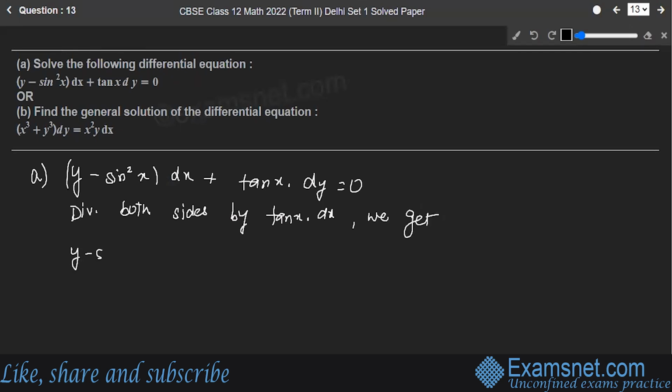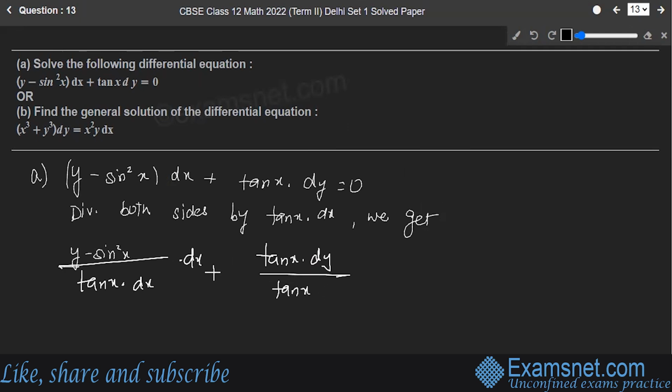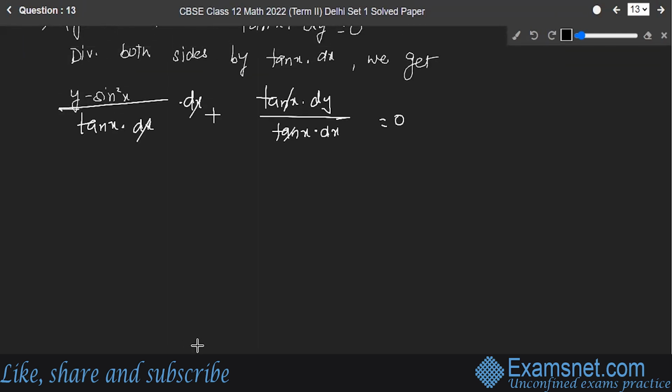You'll get y minus sine square x. I'll write here. Okay. Upon tangent x dx into dx plus tangent x into dy upon tangent x into dx is equal to 0. Tangent tangent will cancel and dx dx will cancel. Now this is y upon tangent x minus sine square x.